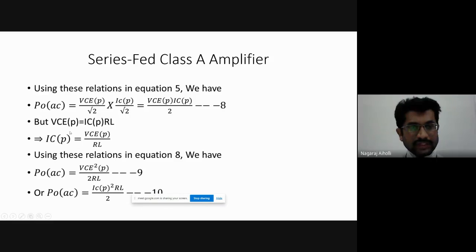Similarly, what is VCE peak? VCE peak is IC peak into RL. Substitute that in equation 8. So we will get IC peak into IC peak, that is IC square peak, into RL, divided by 2. VCE peak is IC peak into RL, so IC peak into IC peak is IC peak square, and into this RL will come, divided by 2. Take it as equation 10. Fine.